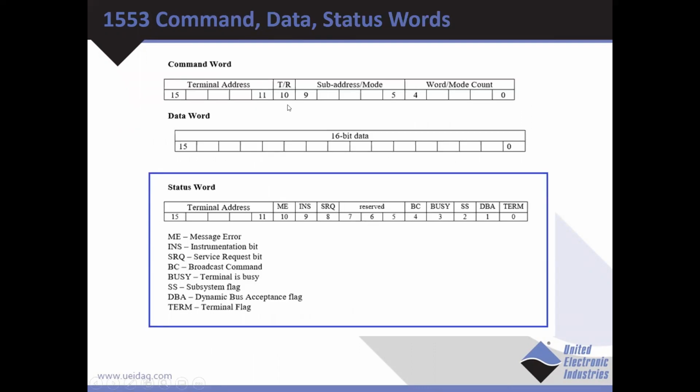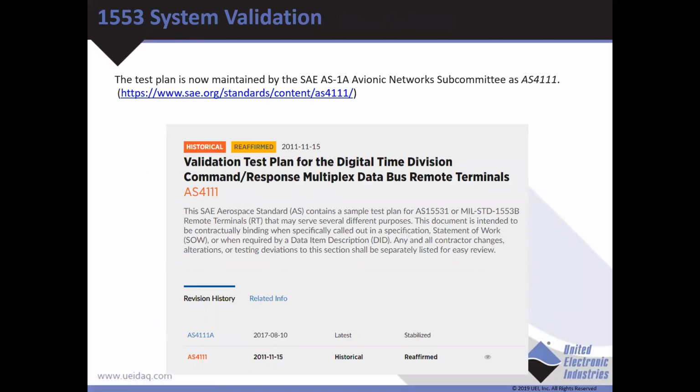There are several words in a 1553 system. There's the command, there's the data, and here is the status word. And the RT is responsible for returning the RT number and whether there was a message error once it receives a command. This is very important, and this is central to the reliability of a 1553 system. The SAE has developed an AS4111 test to verify that remote terminals, bus controllers, the 1553 systems conform to the specification.